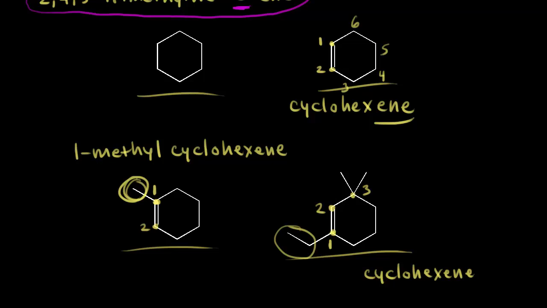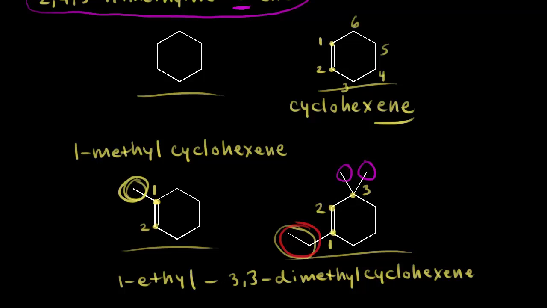So let's think about those substituents. At carbon 3, we have 2 methyl groups. So that's dimethyl. So let's write that in here. So dimethylcyclohexene, and those 2 methyl groups are both on carbon 3, so 3,3-dimethyl. And then we have this ethyl group here coming off of carbon 1. So this is an ethyl group, so let's write that in. So we have 1-ethyl, 3,3-dimethylcyclohexene. And don't forget about the alphabet rule. So ethyl comes before methyl, right? E comes before M, which is why we put the ethyl first in the name. So 1-ethyl-3,3-dimethylcyclohexene.